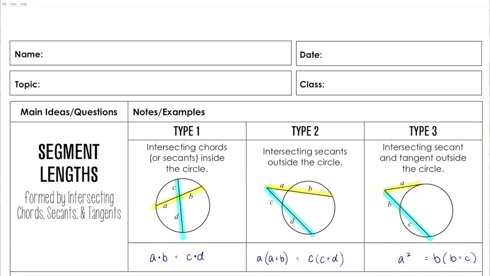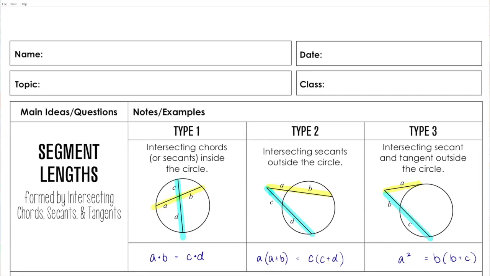Today, we get the privilege of speaking about segment lengths that are formed by intersecting chords, secants, and tangents. So just a little refresher on our vocabulary terms. A chord is a segment inside of our circle with endpoints on the circle. A secant is a line or ray that passes through our circle, intersecting it twice. And a tangent is a line, segment, or ray that intersects our circle at exactly one point, and that point is called the point of tangency.